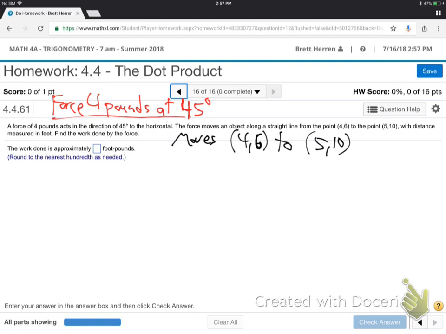So how do we find the force vector? What do we do when there's an angle? Cosine is for the i, sine is for the j. You've got to put the number in front. So 4 cosine 45 degrees i plus 4 sine 45 degrees j. Everybody good so far? So there's the force vector. Now write the movement vector, then dot them together.